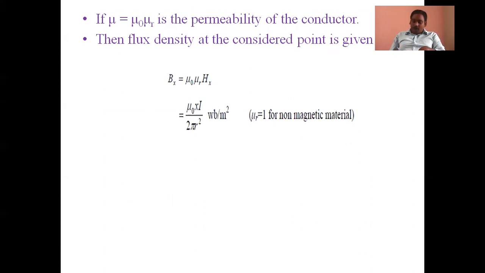For air, as already given, mu r is equal to 1. Air is a non-magnetic material, which has high reluctance. So with mu r equal to 1, Bx is equal to mu naught into x into I by 2 pi r square Weber per meter square. The unit of flux density is Weber per meter square. If a flux density is there, we have to determine the flux from it. We know that flux density is the differential flux d phi by the differential surface area, so d phi is equal to Bx into ds.